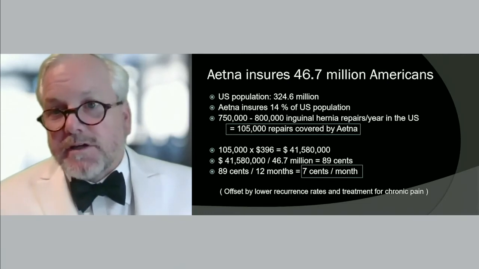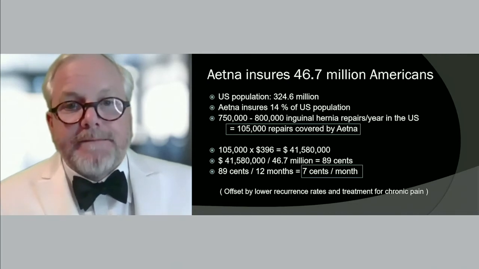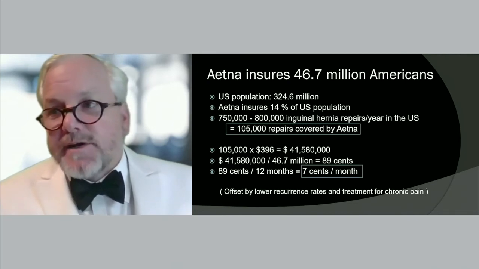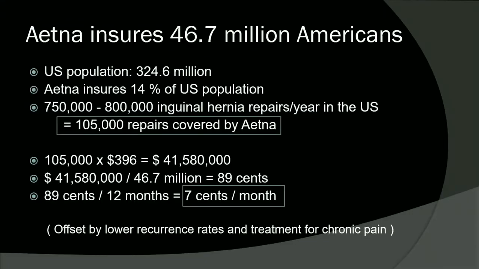That's a separate thing that comes out of the capital budget. So they don't count that. But if you did count that and you amortize that, it's about another $327 a case at our institution. So if you take that and you say, well, there's 324 million people that live in the United States, and Aetna insures 46 million of those people, then that's 14% of the U.S. population that Aetna insures. And there's about 750,000 inguinal hernias, so roughly Aetna has to cover about 105,000 repairs a year.